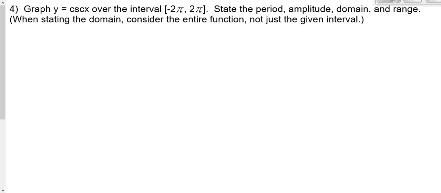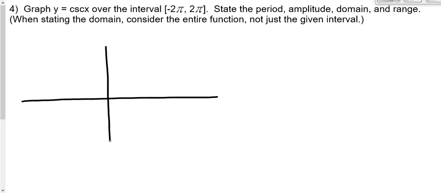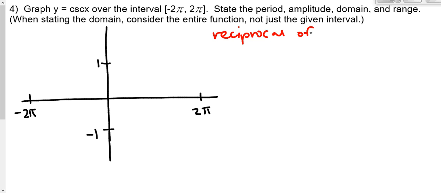All right, let's take a look at the cosecant graph. Pause the video if you want to graph it for yourself. We're going from negative 2 pi to 2 pi. Go ahead and put a 1 and a negative 1 on your y-axis. Remember, this is the reciprocal of sine. Let's go ahead and break these intervals into chunks, 4 equal chunks between 0 and 2 pi, and 4 equal chunks between 0 and negative 2 pi.